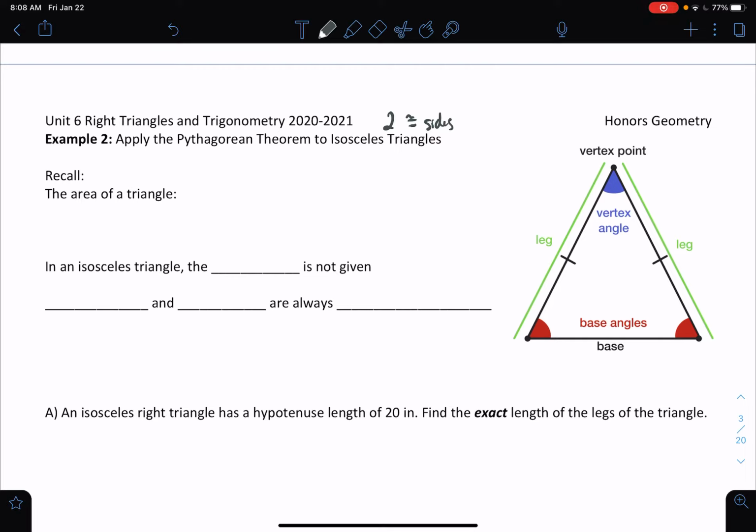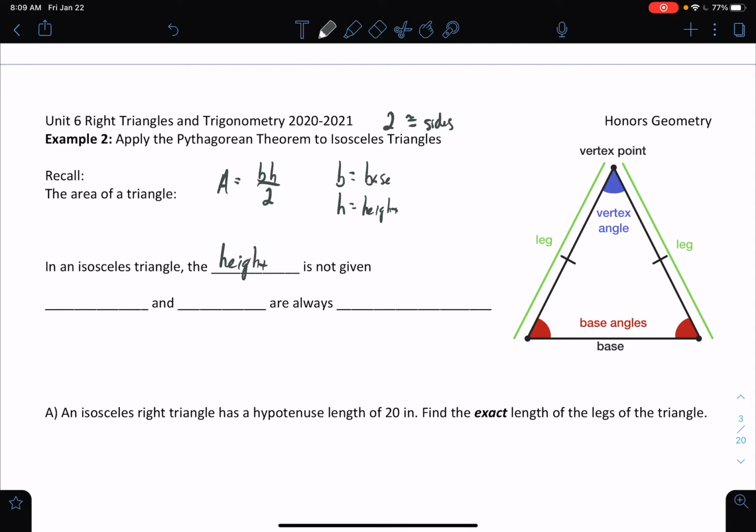How do I find the area of a triangle? Remember, area equals base times height divided by 2. So B is the base, H is the height. So in an isosceles triangle, like off to the right, the height is not always given. Okay? We've got 2 legs here and the base, but these legs don't meet the base in a right angle. So they're not perpendicular. So it's not actually the height.